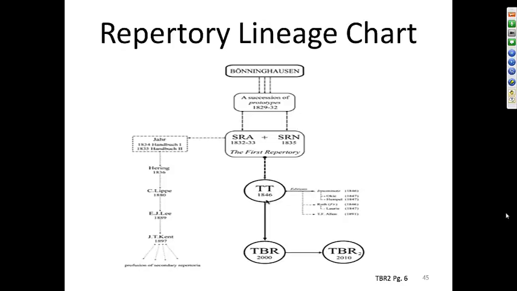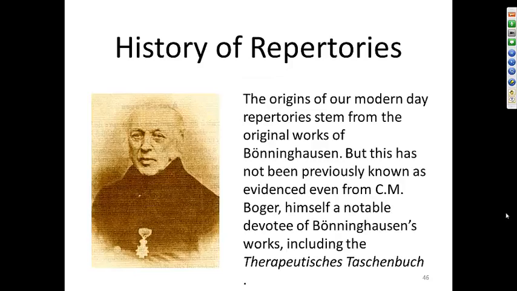You can see if you go down the line now, the SRA and SRN, then what happens is that Bönninghausen abandons the creation of the first repertory. He has these ideas about that, and then he goes on to form what's called the Therapeutic Taschenbuch, and that comes out in 1846. And then you can see that the TBR, which is translated by George Dimitriadis in 2000, the first edition of the Therapeutic Pocketbook repertory, the Bönninghausen Repertory, Therapeutic Pocketbook Method in 2000, and then the second edition, which is the one which is in McRepertory, comes out in 2010. So this is a kind of a schema, an overview of what's going on with these different repertories.